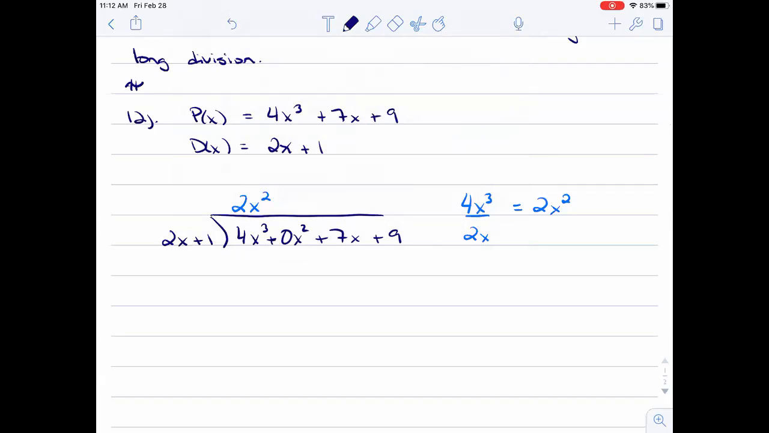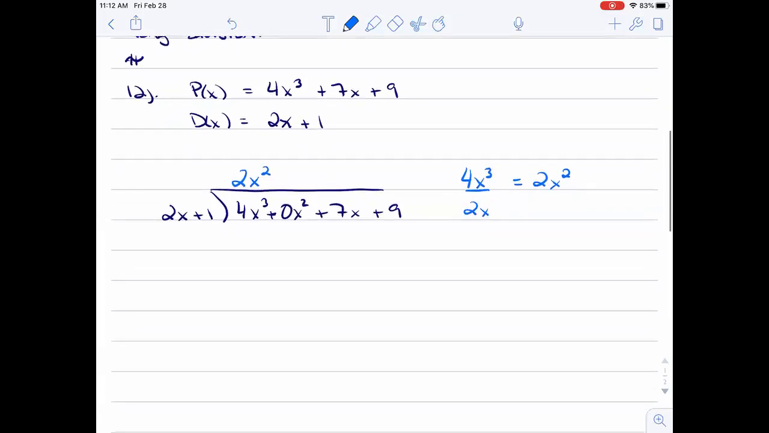I missed our first step. So now, if I use the same color just to kind of indicate, I have 2x squared times 2x makes 4x to the power of 3. And then 2x squared times 1 puts me at plus 2x squared. Oh, turn my square into a triangle, ironically.